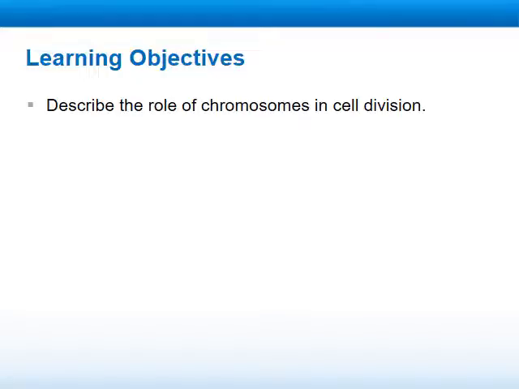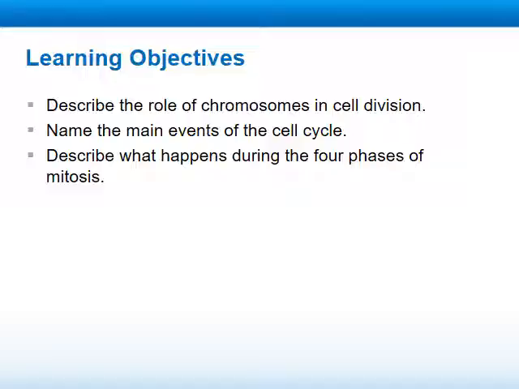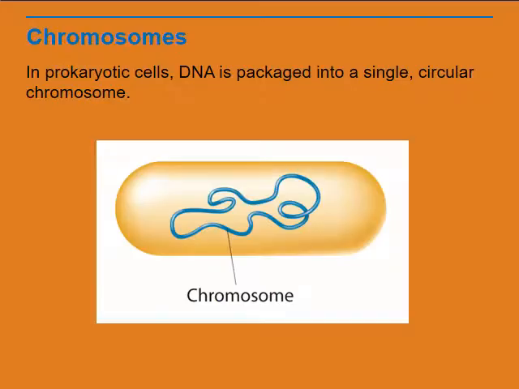All right. Our next two learning objectives are: you should be able to describe the role that chromosomes play in cell division, and also be able to describe the major events of the eukaryotic cell cycle. You should also be able to describe what happens during the four phases of mitosis, as well as describe the process of cytokinesis. So, what role do chromosomes play in cell division?